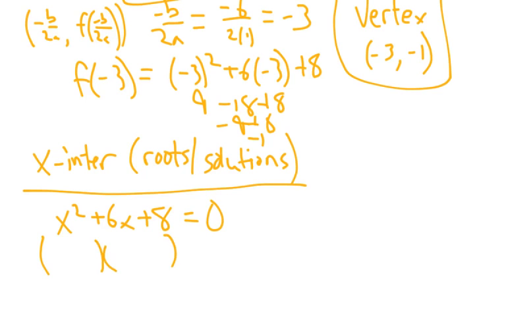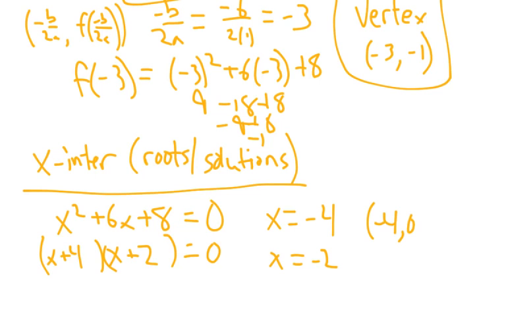And the reason why this is easy enough to do is because we can actually factor this one to get (x + 4)(x + 2) = 0. And what that means is that the roots or the solutions are x = -4 and x = -2. And those are points (-4, 0) and (-2, 0) that we can then plot. And so that's how we can extract all the information from standard form.